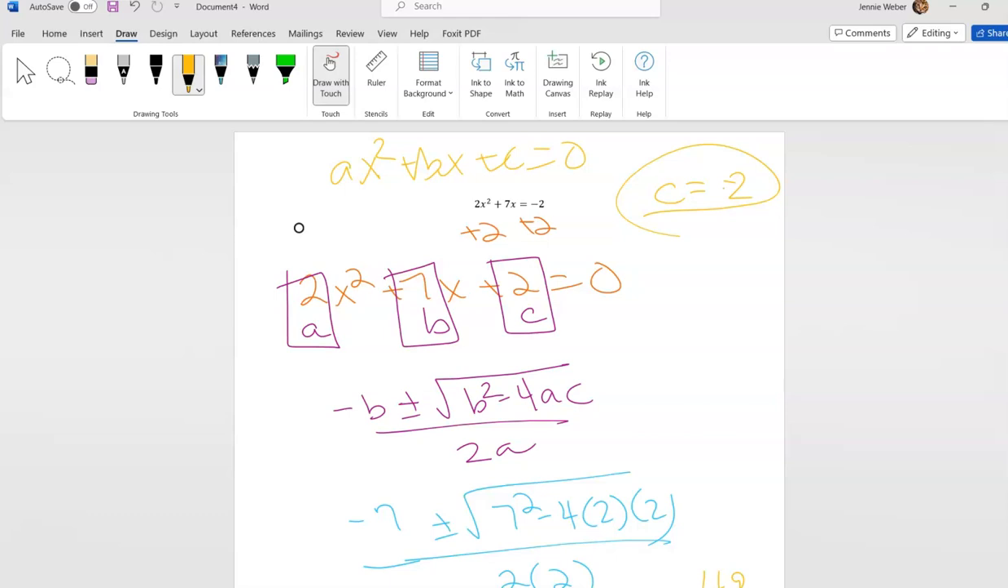Okay, so hopefully that helps you. It's really plug and chug, but it is kind of a big bulky equation, so you just got to get used to working with all the bits and pieces.